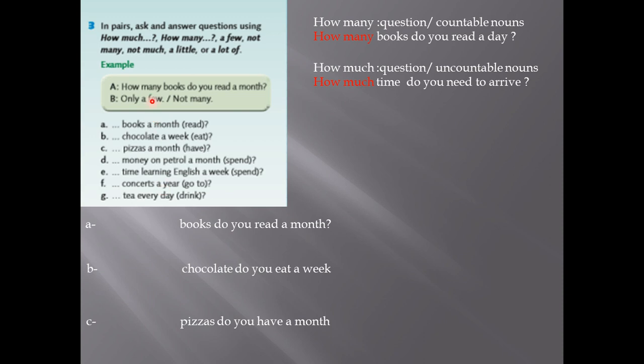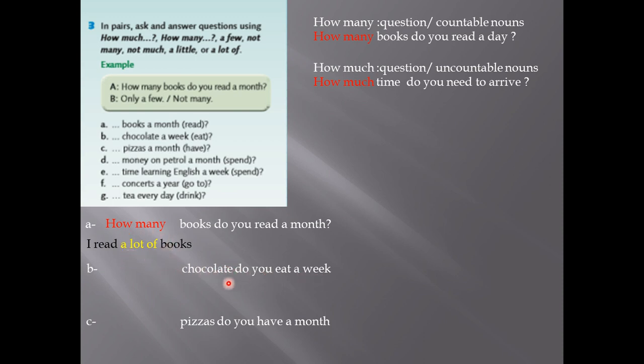Now look here, we have a list of sentences that we are going to make questions from by using how many and how much. Then we will answer them by using the quantity words: a few, not many, not much, a little, or a lot of. Let's go now to the first question. Books a month. So here I form the question: how many books do you read a month? Here we have books. It is a countable noun, and usually with countable nouns we use how many. And I will give you a suggested answer, which is: I read a lot of books.